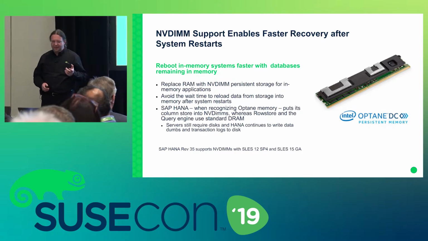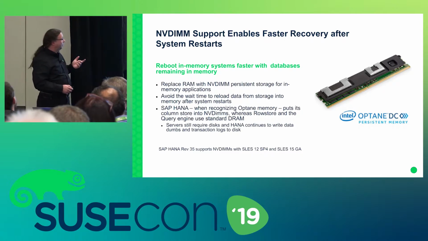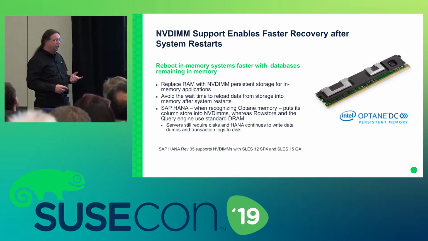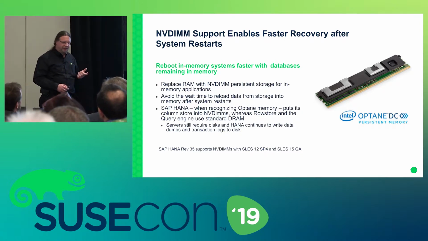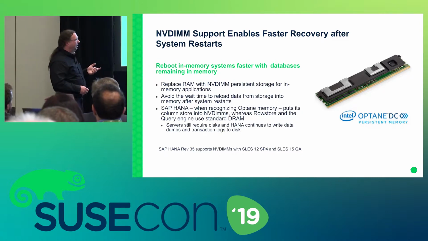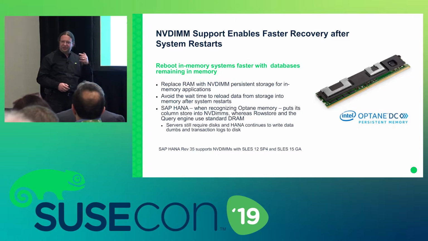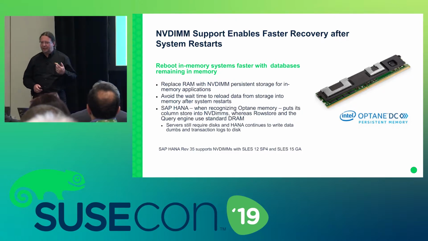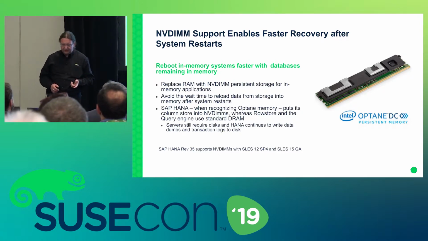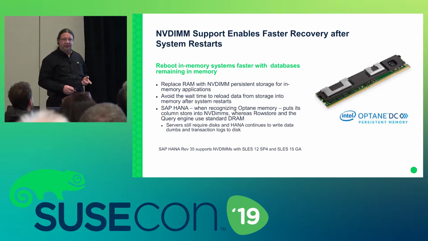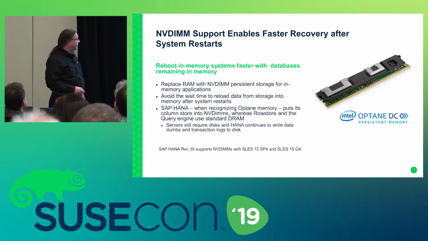And I think that's really why Intel Optane is a very interesting technology in the space of SAP HANA, that you can basically restart the server much faster, restart HANA much faster, it's back online much faster, and part of the cluster again.